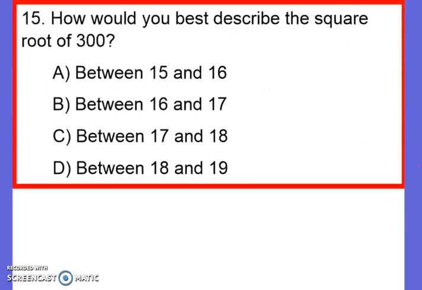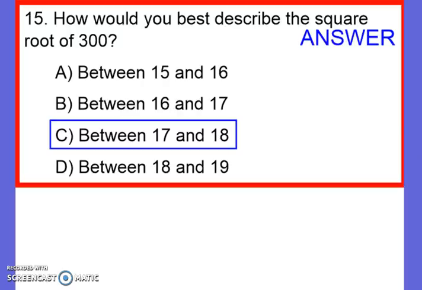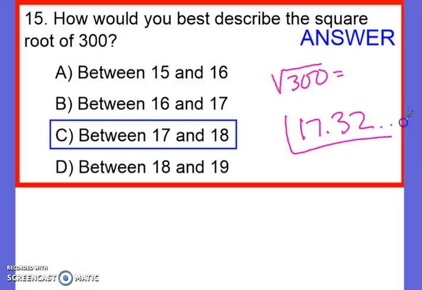Last one, y'all. And your answer is between 17 and 18. So square root of 300, we put that into our calculator. And that's 17.32. So $17.32 goes in between 17 and 18.